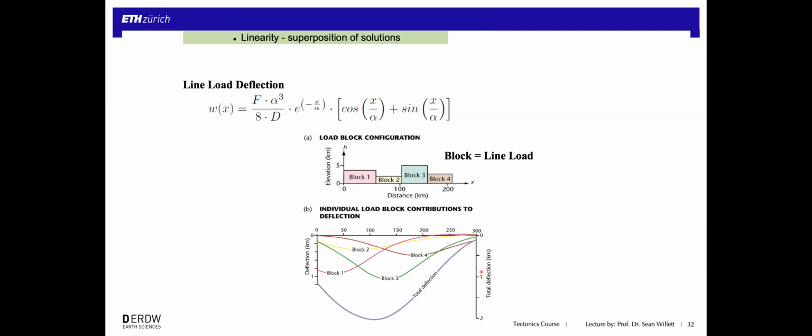Or if you want to do seamounts, you can put one seamount on an oceanic plate and then put another one nearby. Each of them has an elastic deflection. You can calculate those and add those two elastic deflections together. That's the correct solution for the combined load. So that means that it's linear. That means that there are no secondary feedbacks or effects that interfere with one another.